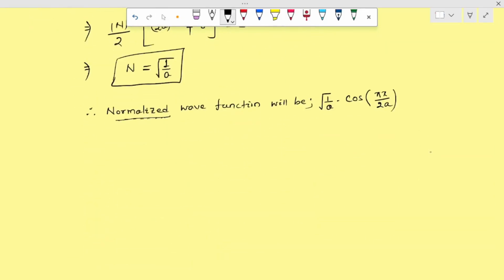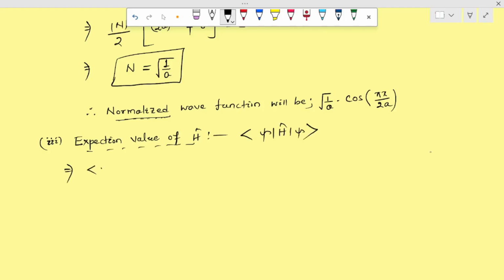Our third step is finding the expectation value of Hamiltonian. You just write a heading: expectation value of Hamiltonian, h cap, okay, which is nothing but this one. That implies the expectation value of h cap, where psi is the normalized wave function we are going to consider.